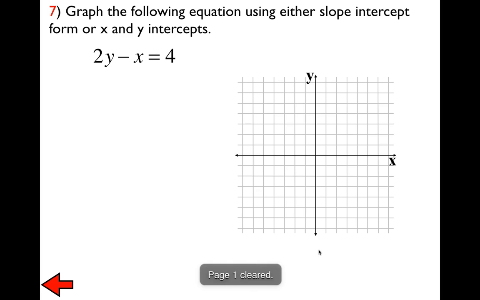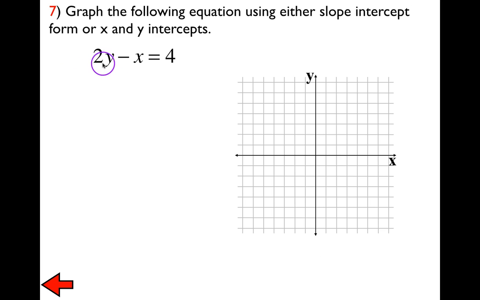So now what we're going to do is we're going to look at this equation here, and we're going to decide what we want to do. Okay, you have a choice. You can use slope-intercept form, or you can go ahead and use x-intercepts and y-intercepts to graph this. So first thing that I'm going to do is I'm going to do exactly what we just learned. I'm going to convert this into slope-intercept form and graph it that way.